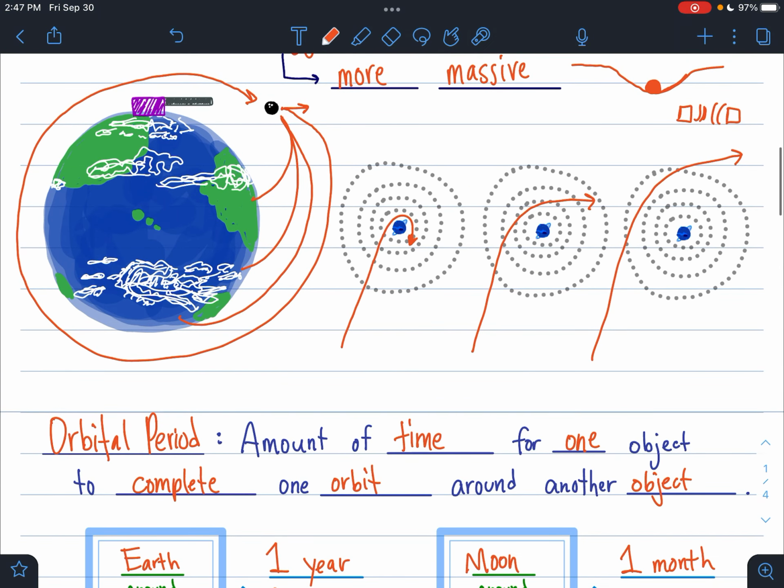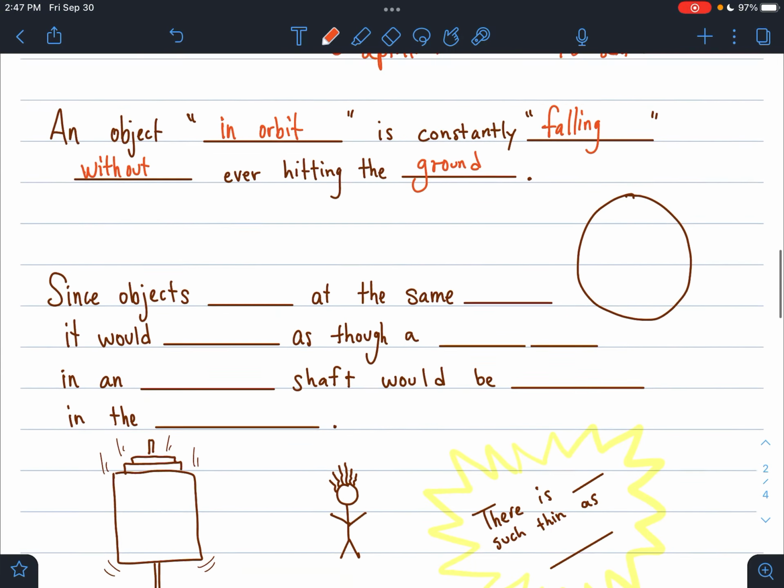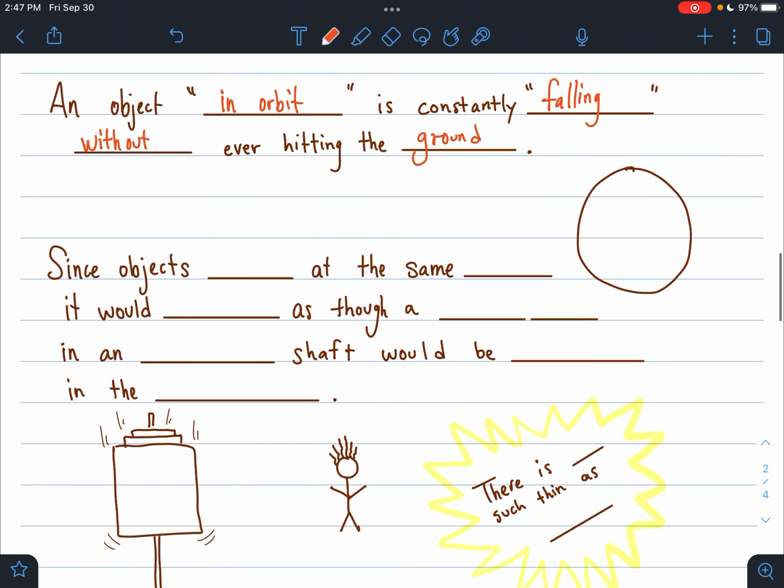So imagine this bowling ball. Well, it hit the ground, so it wasn't in orbit. Oh, it hit the ground again. It wasn't in orbit. It fell and hit the ground, so again, it wasn't in orbit. And this time it fell, but it just kept going. So therefore, now it's in orbit. It's falling, but it never hits the ground, so it's in orbit. So an object in orbit is constantly falling without ever hitting the ground.